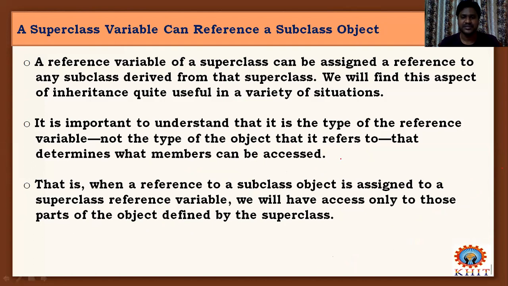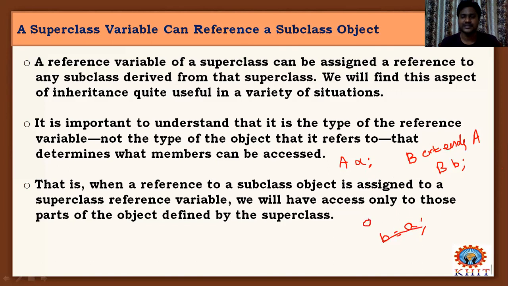For example, consider A is a class, and I am defining A as a reference to this superclass. Consider this A as a superclass. And we have another class B that extends A. So now class B becomes the subclass. When we define a reference called small b like this, a superclass reference can be assigned a reference to any subclass derived from it.